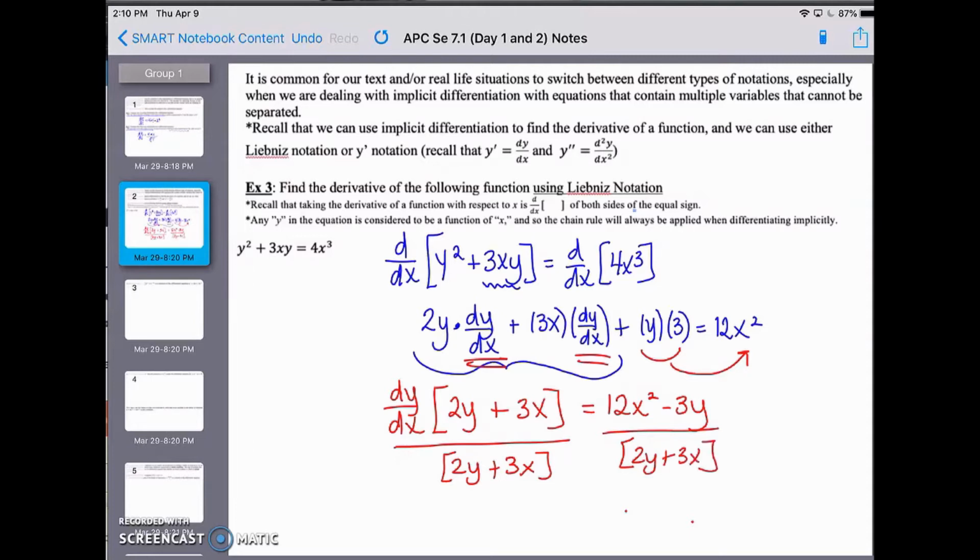So I end up with my answer being dy/dx is equal to 12x squared minus 3y, that's my numerator, divided by 2y plus 3x. And there is the derivative of our function using implicit differentiation.